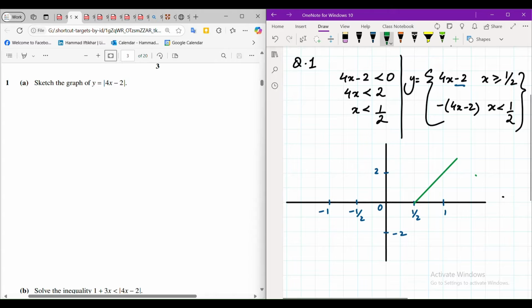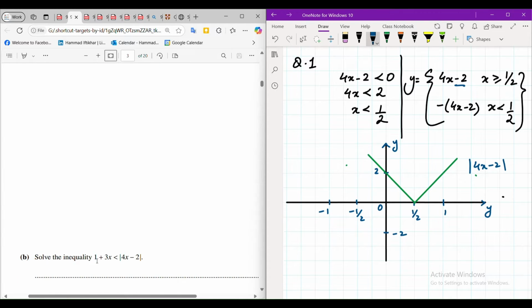And the other one, minus 4x minus 2, will be a negative gradient, and that will be passing through the positive 2 y-intercept. So this is our mod 4x minus 2 graph.